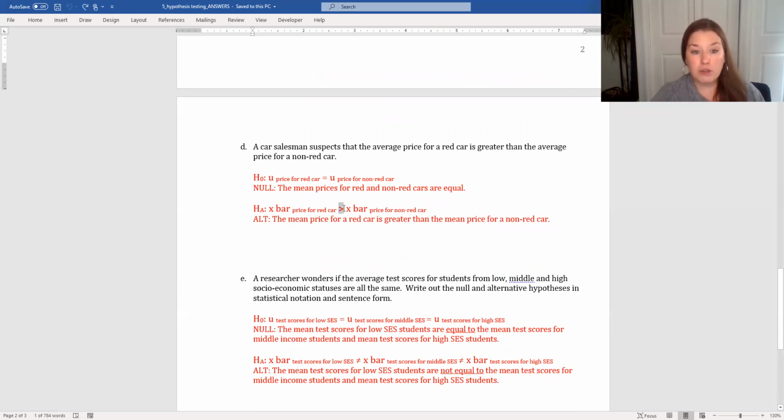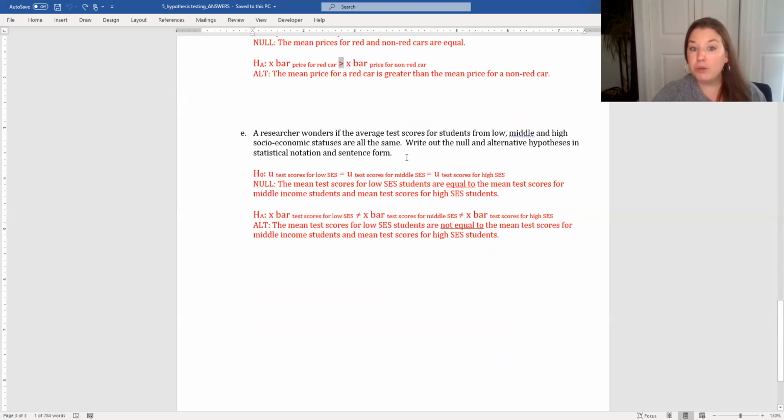And then for our alternative hypothesis, we need to figure out what the sign is. Here, this is dependent upon how the question is worded. It says he suspects that the average price for red is greater than the average price for non-red. So that's how we know that the greater than sign goes in here. If instead this question just said a car salesman suspects there might be a difference in prices between red cars and non-red cars, then this would be a non-directional alternative hypothesis, and we would just have the does not equal sign in here instead. Okay, last one, E.